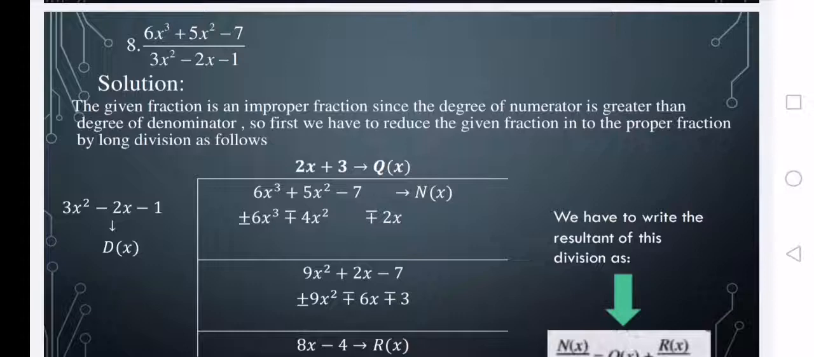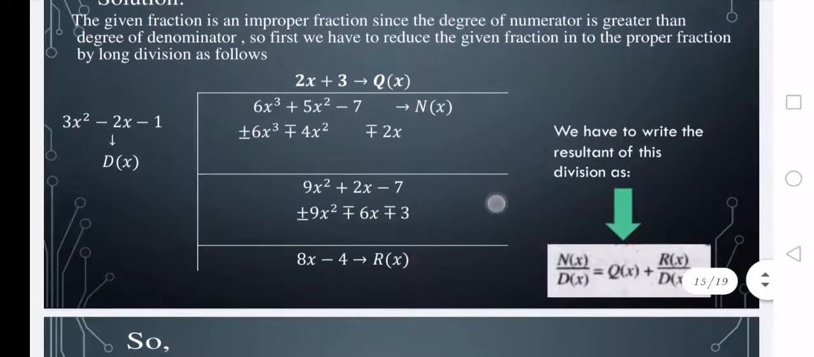Now we multiply each and every element of Dx by this plus 3. So plus 3 into 3x square is 9x square, 3 into minus 2x is minus 6x, and 3 into minus 1 is minus 3. While changing the signs and doing the addition and subtraction, 9x square minus 9x square cancel out with each other, and 2x plus 6x is equal to 8x. Similarly, minus 7 plus 3 is equal to minus 4.